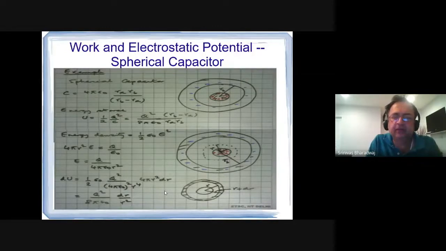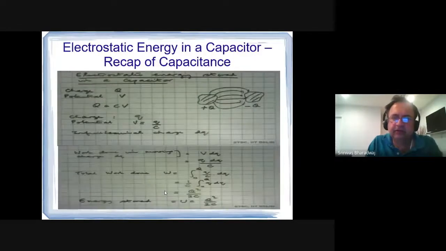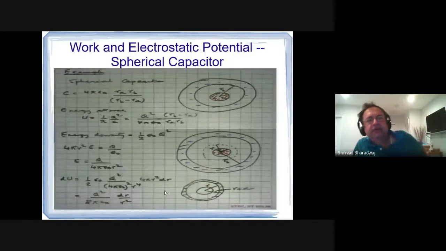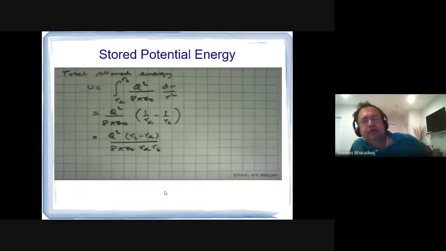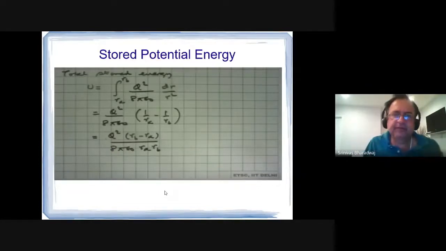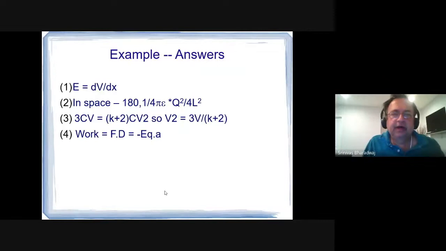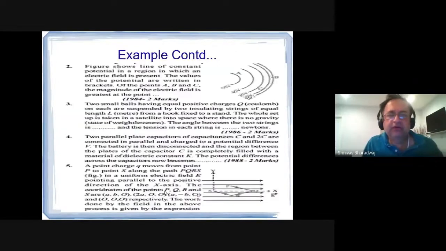Therefore, you can look at V dQ. You can do that for all these, for this as well. The capacitance is so much. Otherwise you can do Q square by 2C, and you end up with the corresponding equation. All right, the stored potential energy you can then evaluate. Then we looked at a few of these problems.